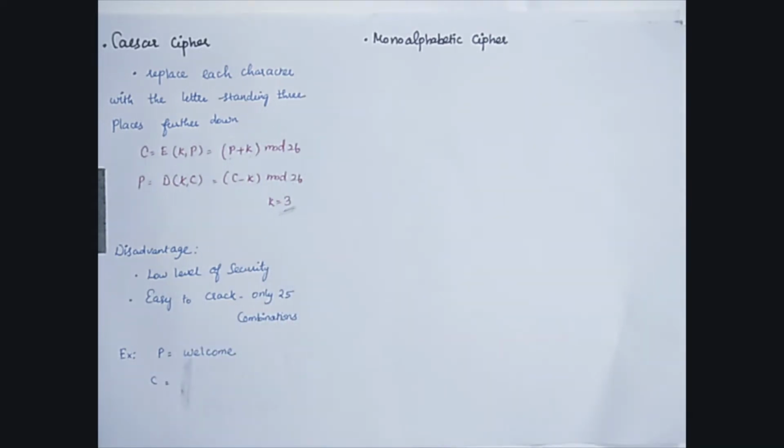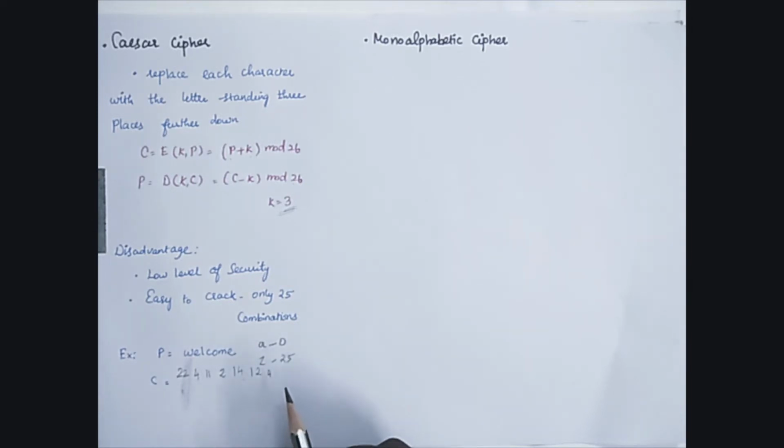See an example. Here the plain text is given as welcome, and we need to perform the Caesar cipher. Before doing it, the alphabets are mapped with their numerical values, like A is mapped with 0 and Z is mapped with 25. Following this, we get the numeric values for each character as: for W 22, E 4, L 11, C 2, O 14, M 12 and for E 4.